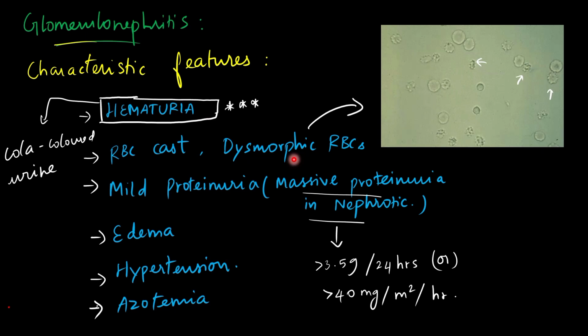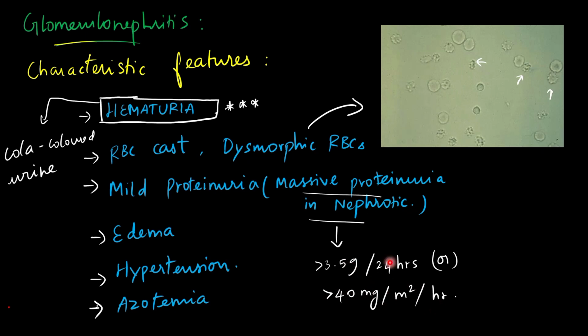In this picture, you can see the arrow marks which depict the dysmorphic RBCs, and there will be mild proteinuria in case of glomerulonephritis, but it is one of the major differentiating points between the nephrotic syndrome and nephritic syndrome. In nephrotic syndrome, you will get massive proteinuria, so we'll refer to it as nephrotic range proteinuria. The nephrotic range proteinuria is more than 3.5 grams per 24 hours or more than 40 milligram per meter square per hour.